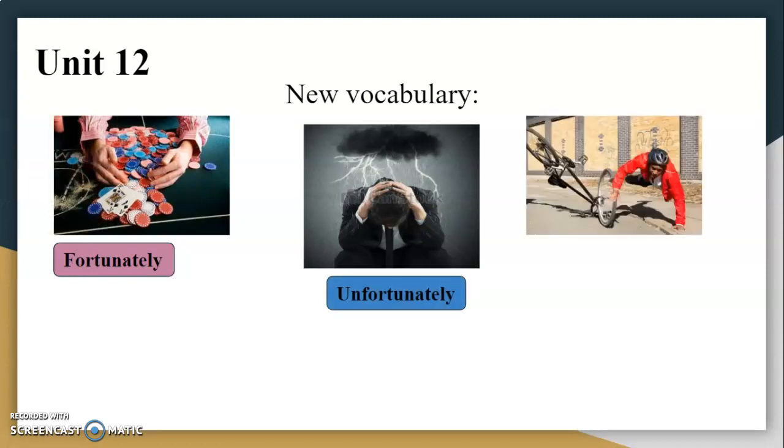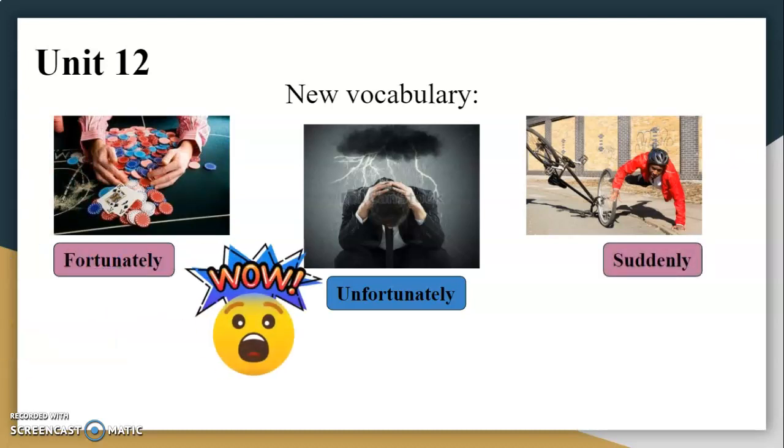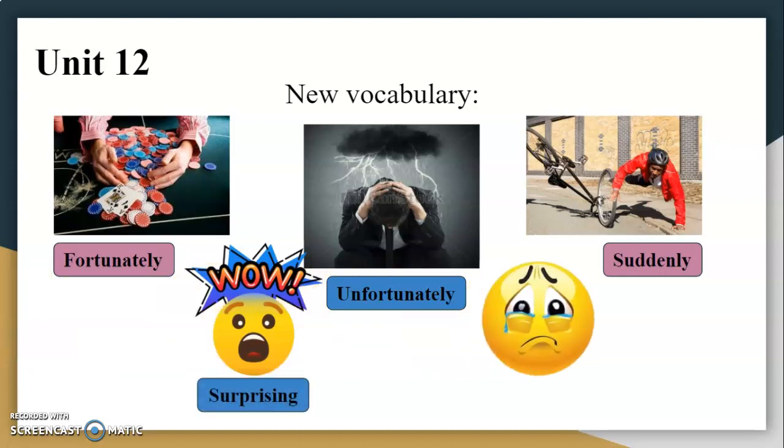Something quickly and without warning is suddenly. Something that surprises someone, a completely unexpected occurrence, is surprising. In a way that shows sadness or unhappiness is sadly.